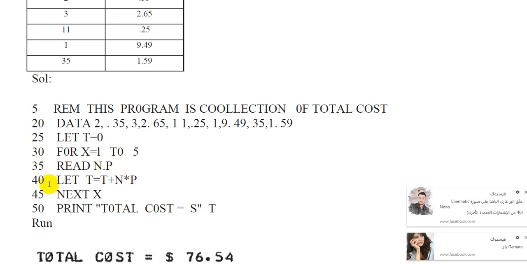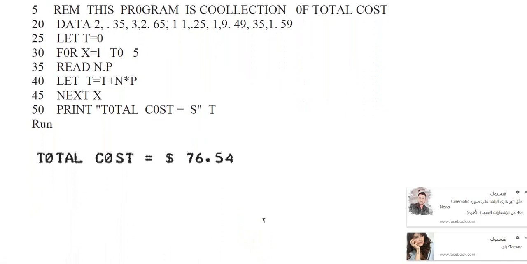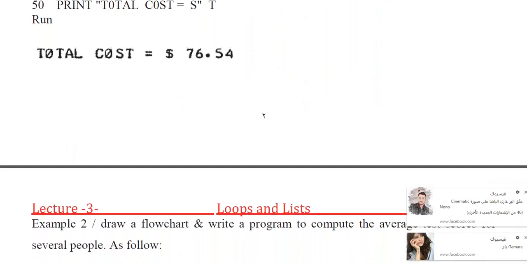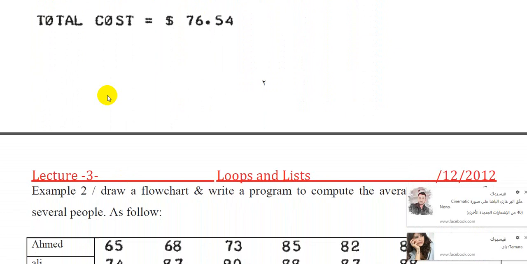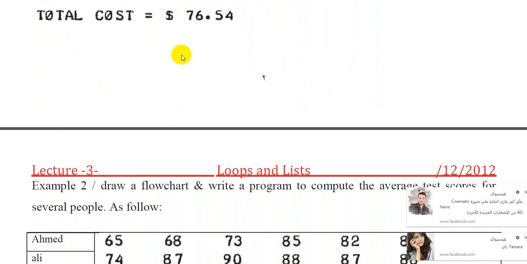35, read M, P. 40, let T equal T plus M times P. 45, next X, and repeat X exactly here, for any subsequent valid X, as before. 50, print total cost equal to T. Run, execute the program, or execute the source code implementation given as follows. Total cost equal to 76.54 USD.